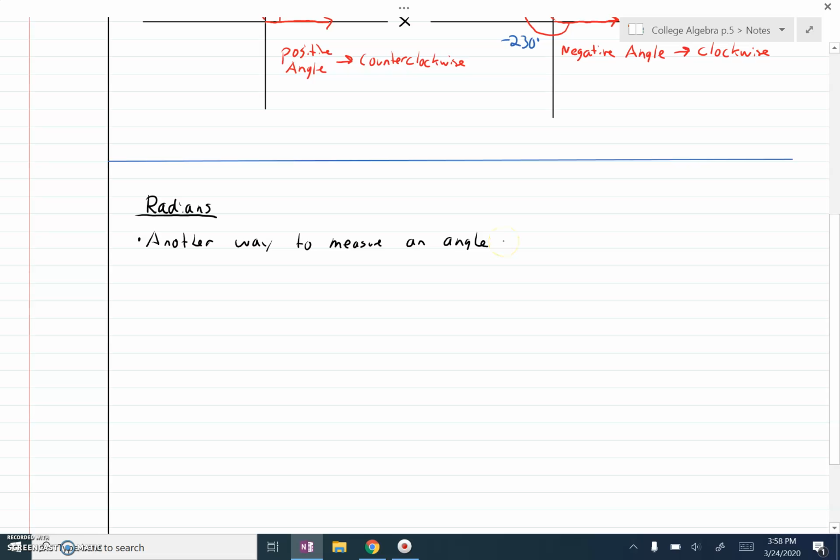And when we look at it, it's done in terms of pi. So if you think about it, actually 180 degrees, instead of calling that 180 degrees, we actually call it pi radians. Or 360 degrees is the same thing as 2 pi.